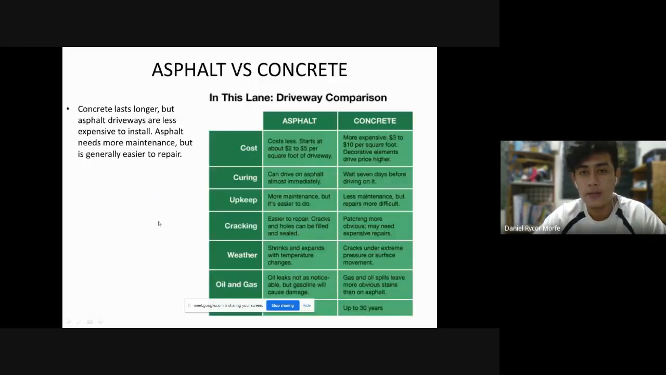So asphalt versus concrete. First, you must know na this table is only for driveway comparison. Okay, per meter sa atong pag compare nila. So in summary, concrete lasts longer but asphalt driveways are less expensive to install. Kaya mas mahal ang concrete. So asphalt needs more maintenance but it is generally easier to repair than concrete.